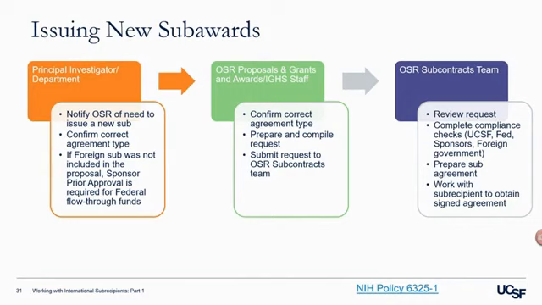They're going to complete the compliance checks, including to make sure it complies with UCSF, federal regulations, sponsor regulations, and any in-country or foreign government regulations or policies that we must also be following. They'll be preparing the subaward agreement and working with the subrecipient to obtain that signed agreement. They're also going to be looking at the agreement type to make sure it's correct. They will check it, and if not, then I imagine they'll be kicking it back to you.